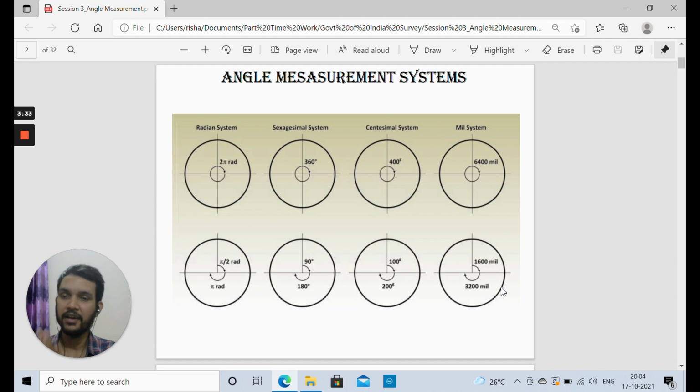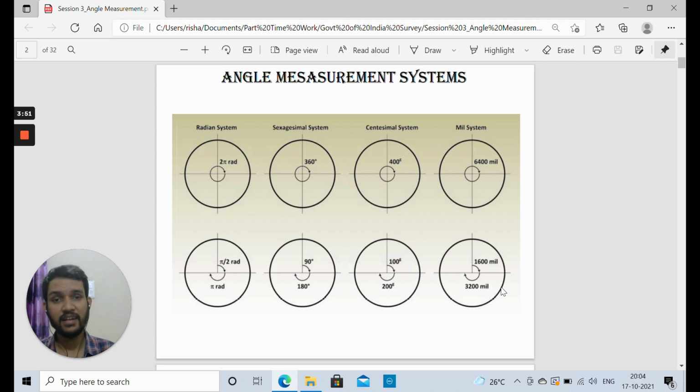And similarly in the Radian system, which you would have studied, the entire 360 degrees, one complete revolution of the circle, is generally considered as 2 pi radians. So these are the most prevalent systems that we talk about in India.